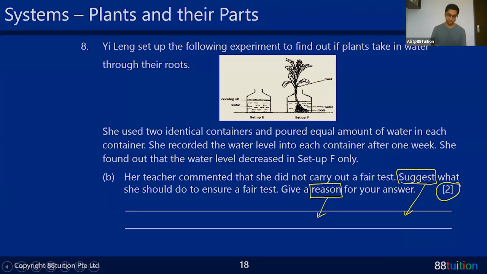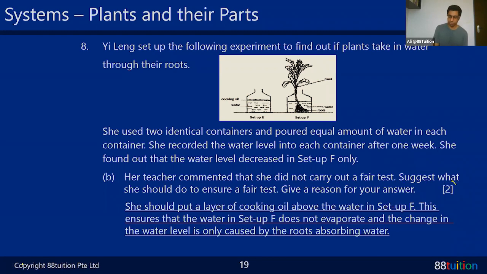So give a reason and also suggest. First, you suggest, right? That's the first one. Suggest what she should do to ensure a fair test. She should add the oil, remember? Because one side has oil and one side has no oil. She should put a layer of cooking oil above the water. That's suggest.